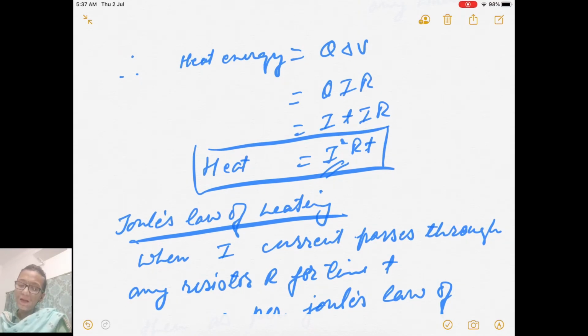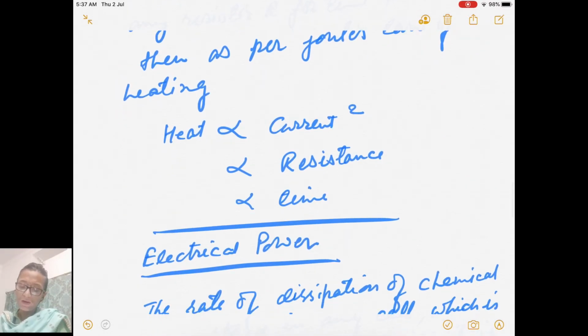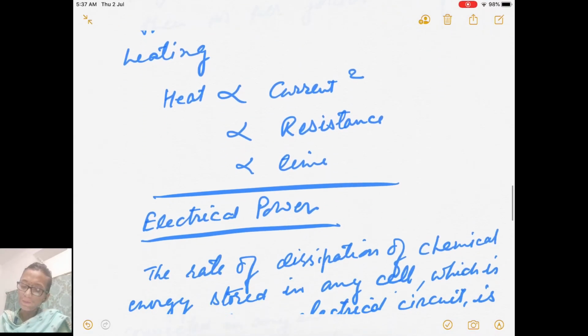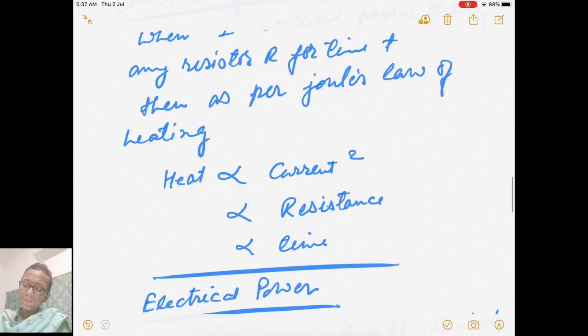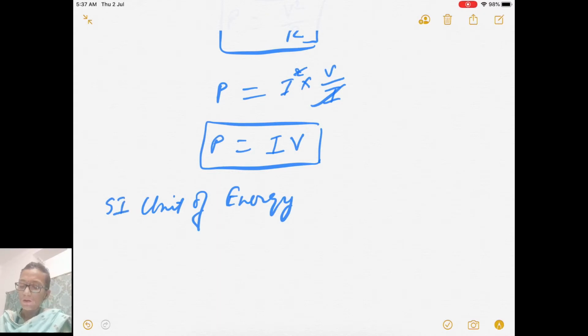Okay, the unit of energy I have missed, so let me write here the unit of energy, then the unit of power also. So let me take some space. Here I am writing only the unit of energy. SI unit of energy is equal to joule.